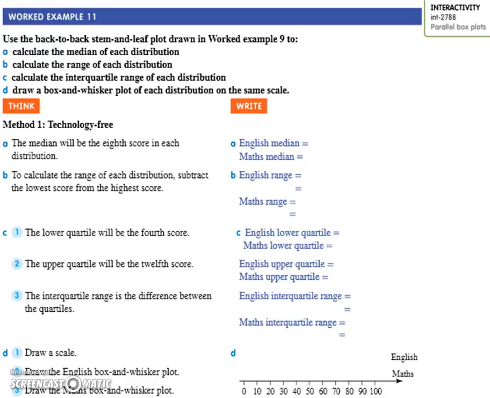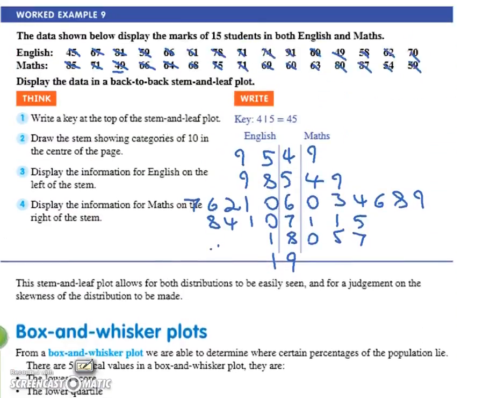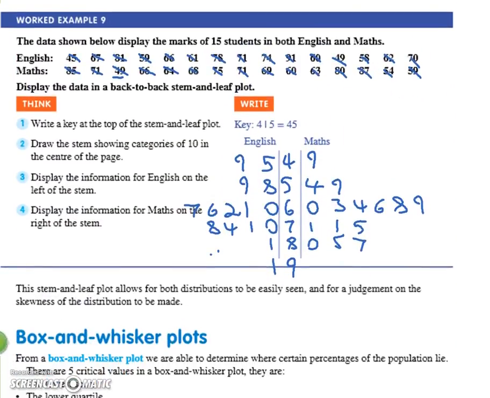So yeah, we're going to use question 9 to solve these. So we'll go back a page or two, see which one we got. There we go, there's 9. So we've got our English and our maths scores. Do you guys want to copy that down quickly?